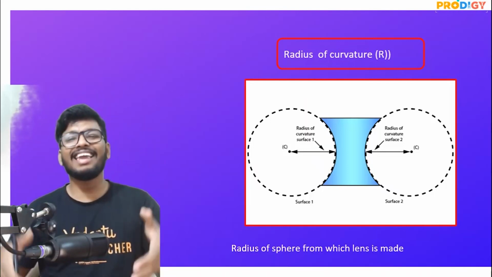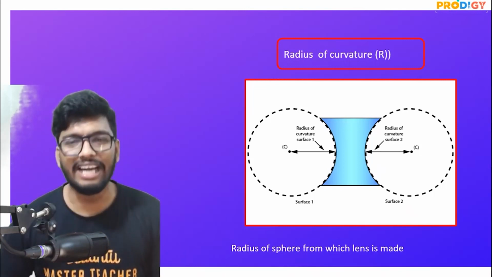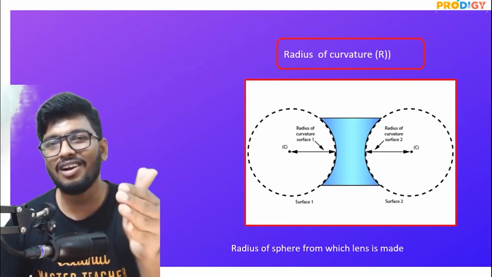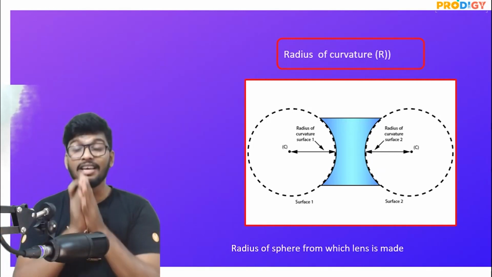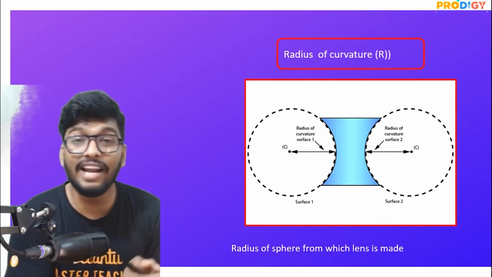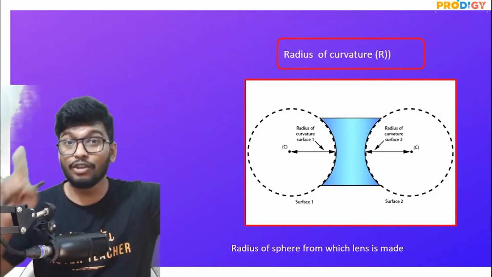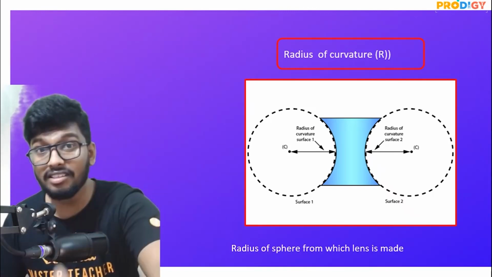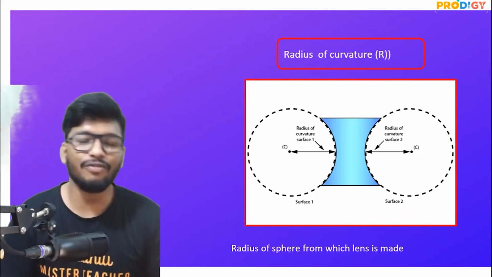Because why? Again, a lens is made up of two separate spheres and a sphere will have a radius, and here that is what is called the radius of curvature. And here once again guys, please remember this, a lens would have two centers of curvature as well as two radii of curvature. In the case of mirrors, it was only one center of curvature, one radius of curvature. But here you'll have two centers of curvature and two radii of curvature as well.